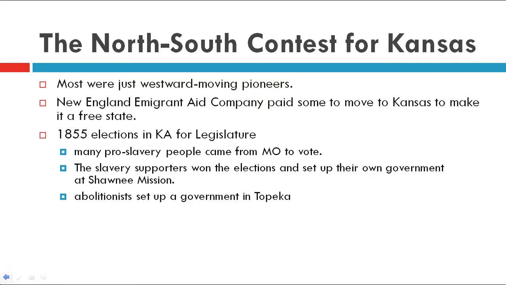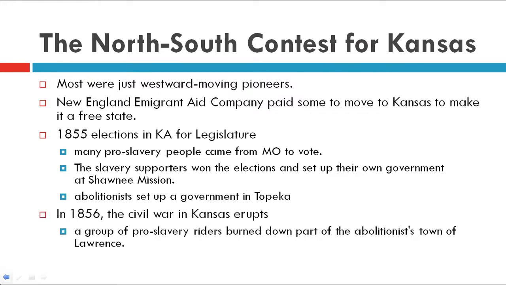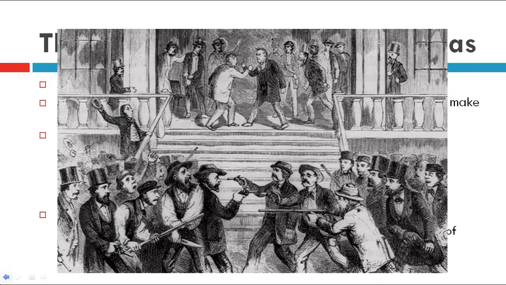And so the slavery supporters will create their own government at the Shawnee Mission, and they claim that to be legitimate. Abolitionists, on the other hand, see through this, and they in fact say that that government is not the true government, and they set up their own government in Topeka. So in 1856 now, you have two governments that are claiming to be legit that don't recognize the other, and violence and conflict break out. So a group of pro-slavery rioters had burned part of the abolitionist town of Lawrence, and this is the beginning of this Bleeding Kansas incident.